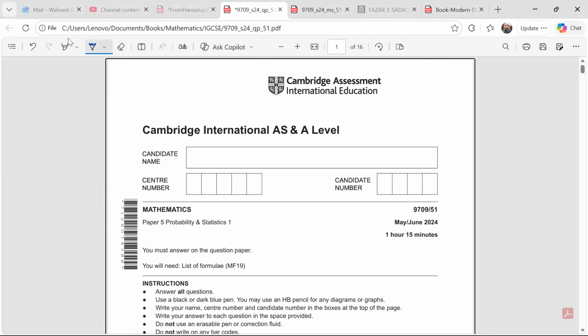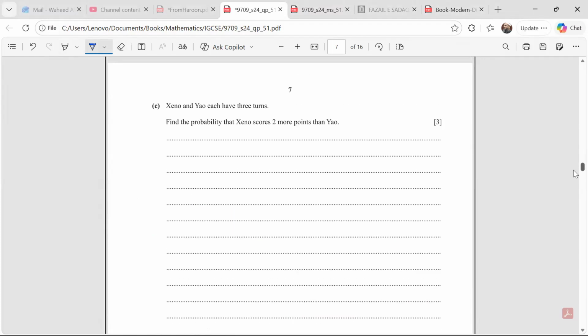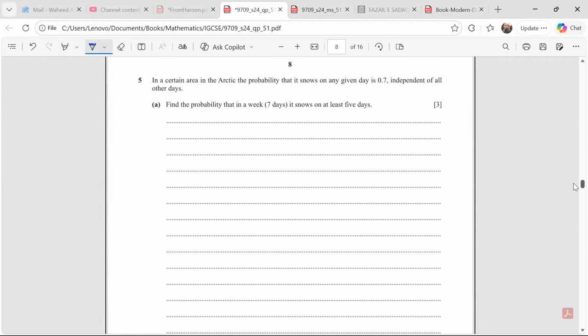So right now I have this mathematics paper 5, probability and statistics, May June 2024. We have already solved a few questions, so I will jump to question number 5 right now. Okay, so this is question number 5.